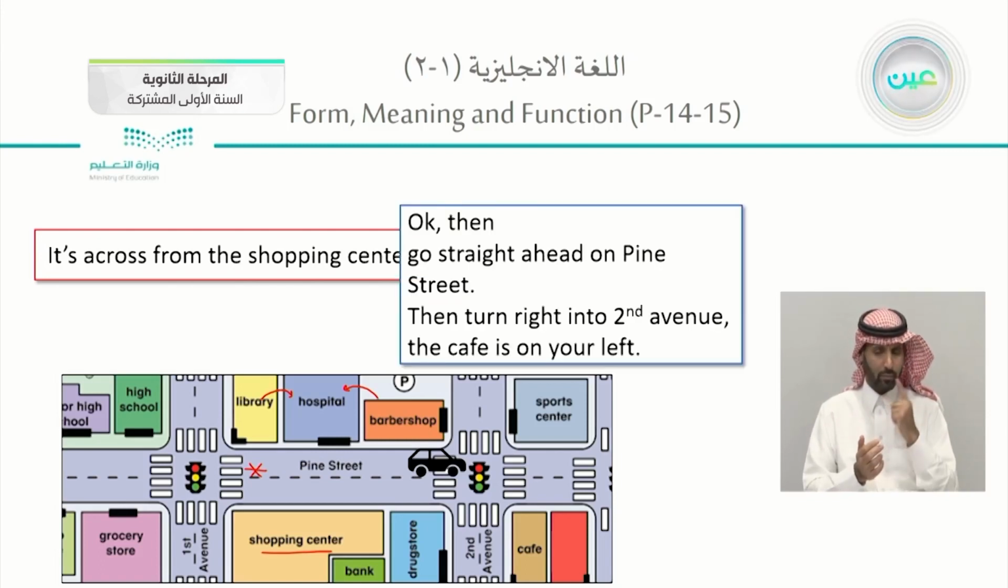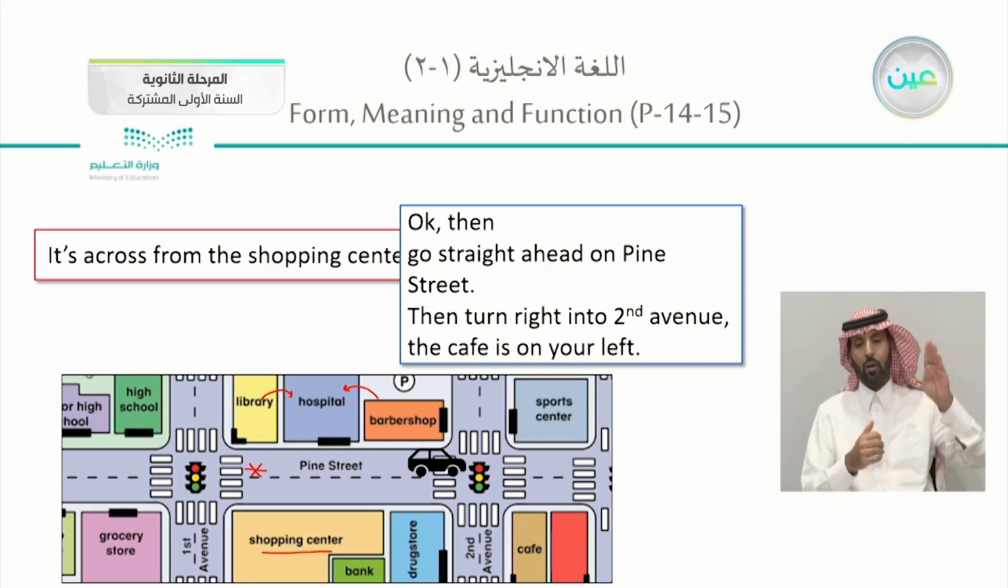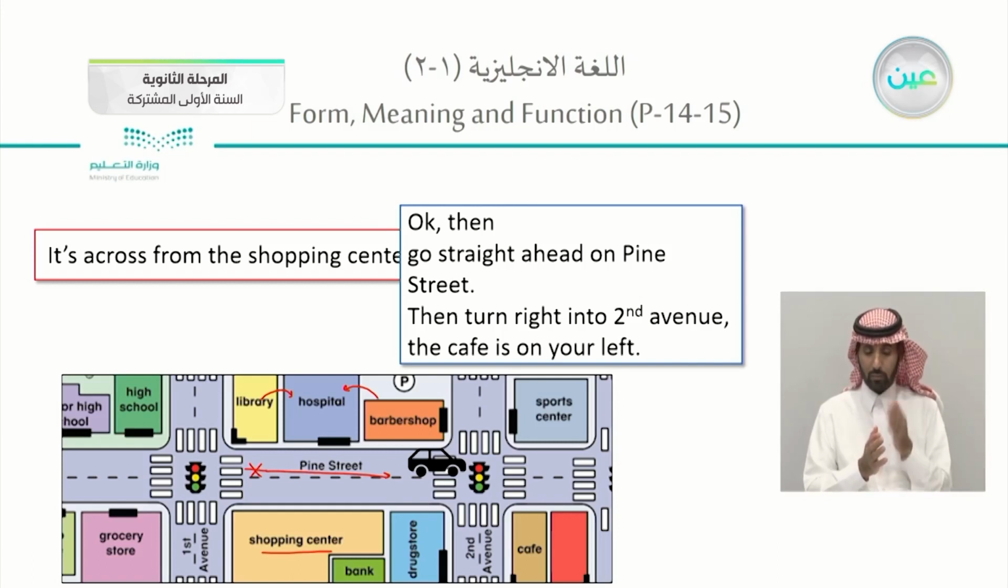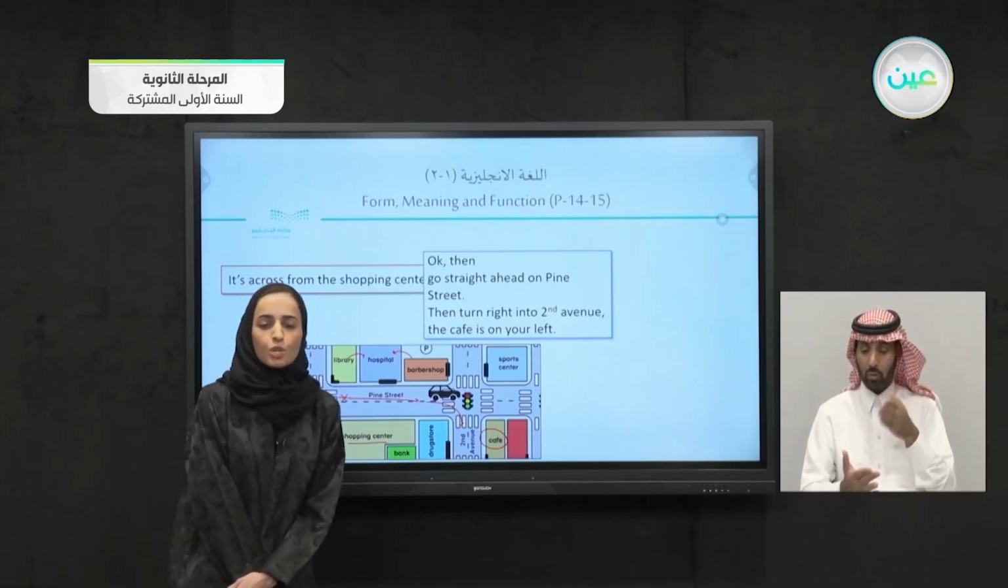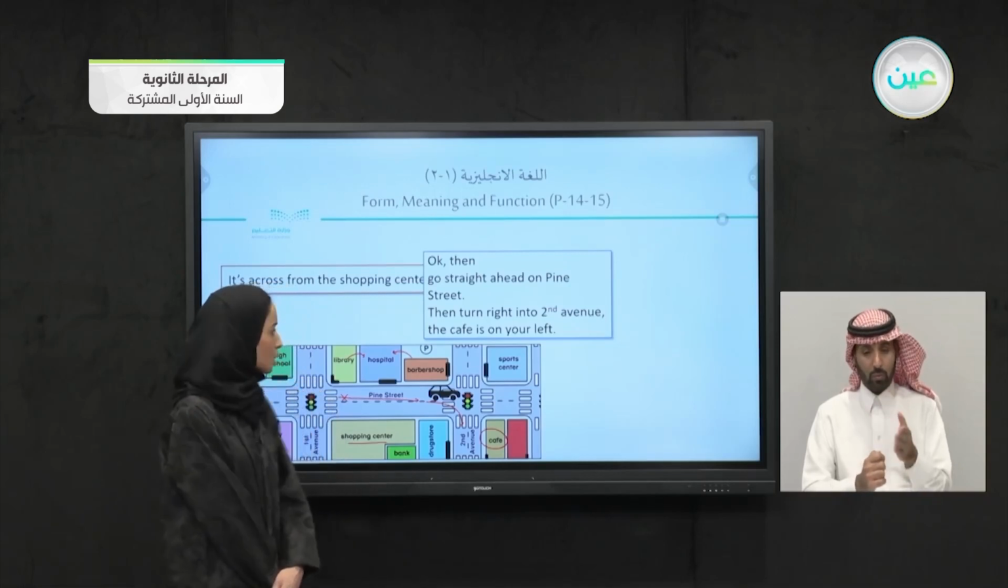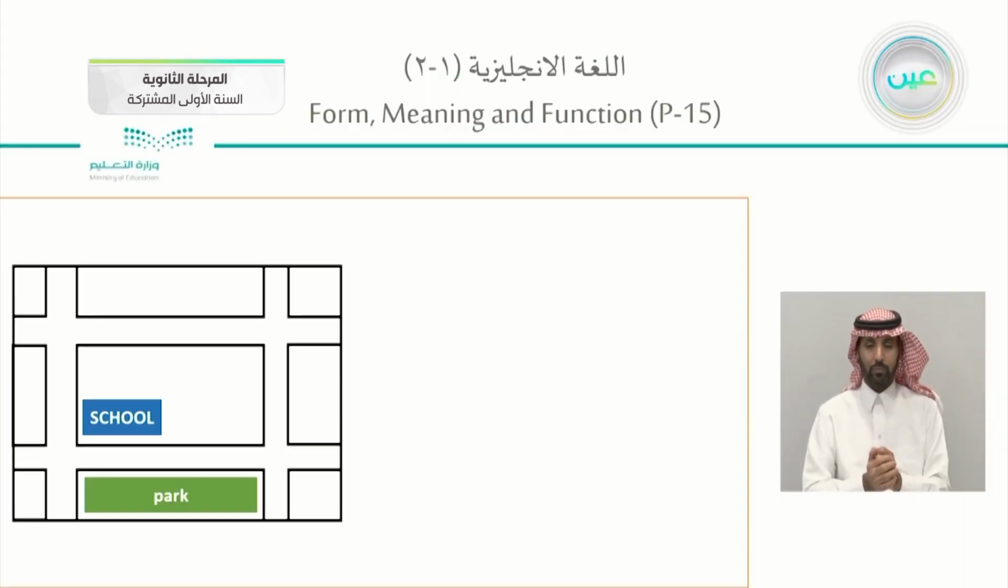So, okay then, go straight ahead on Pine Street. You're going to go straight ahead on Pine Street. Then turn right into 2nd Avenue. Here, turn right into 2nd Avenue. The cafe is on your left. Here is the cafe if you want to get to the cafe. So, we have spoken about here how to give instructions or giving directions. You will use the imperatives.